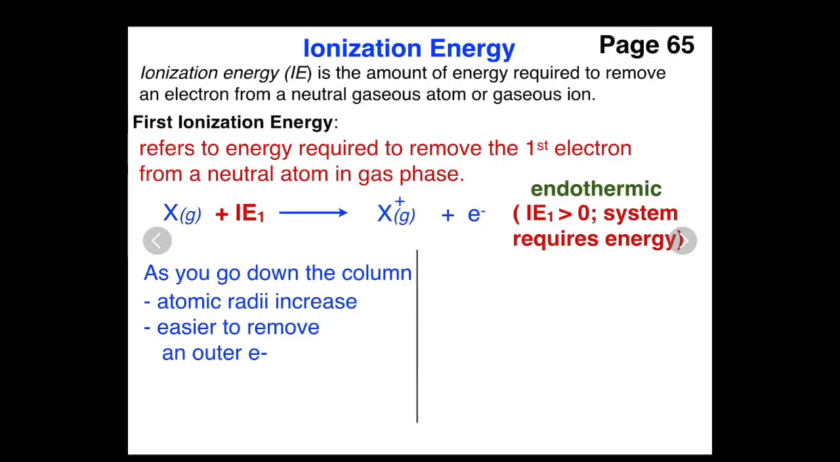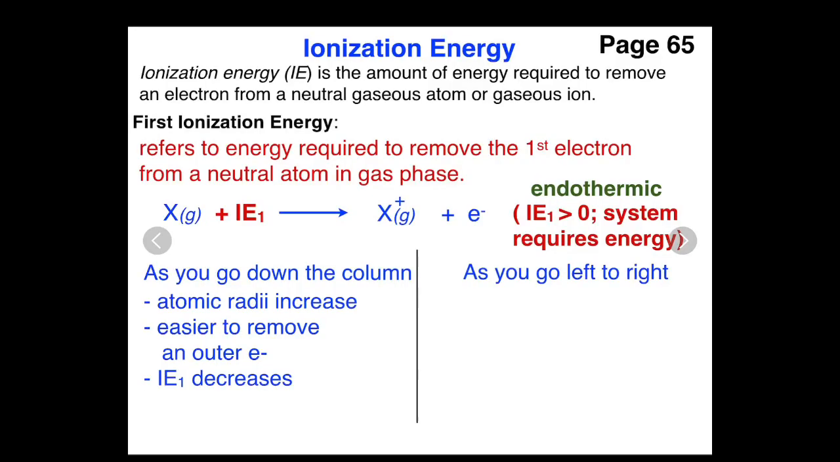Okay, so that means, as I explained earlier, as the atomic radii increase, it's easier to remove an electron from the outer shell. And then you are going to observe that the trend of the first ionization energy is going to decrease as the atomic size gets bigger.